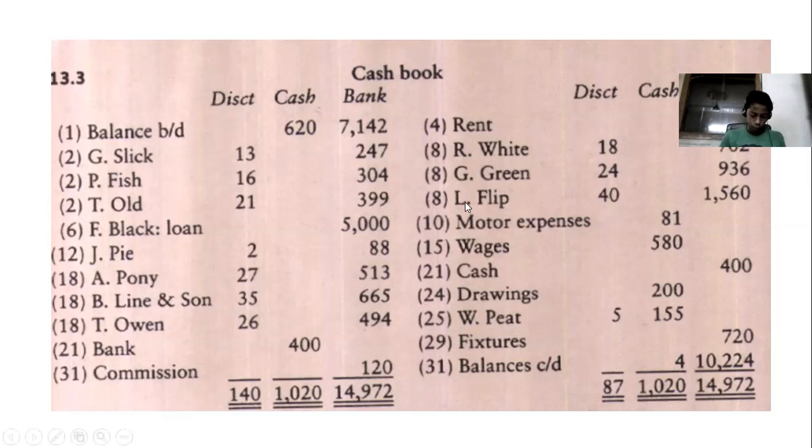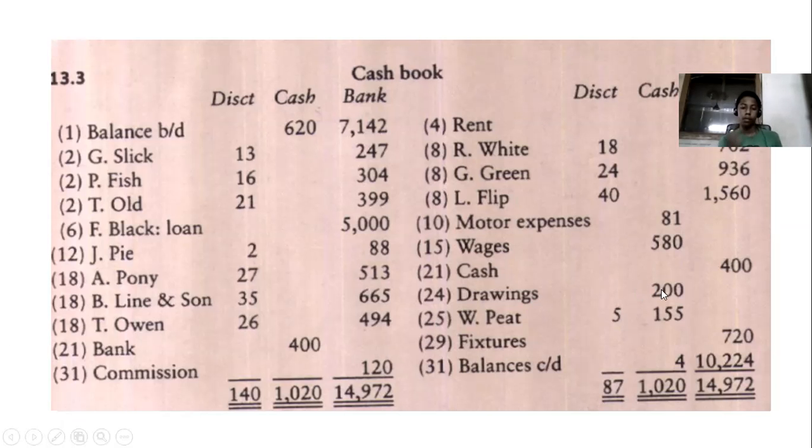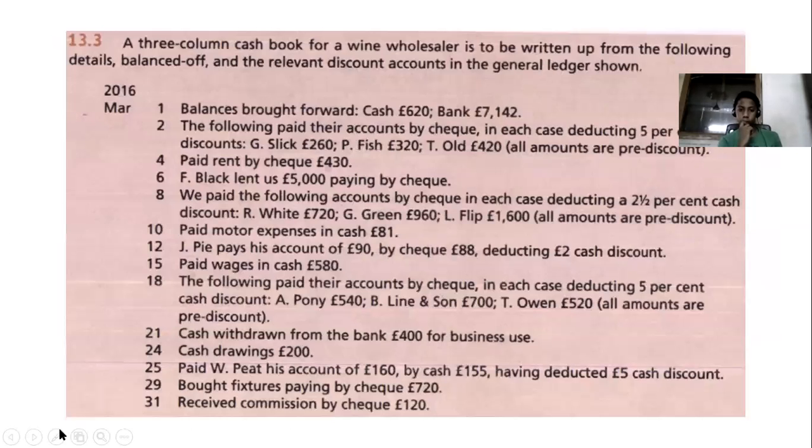Then another thing is cash withdrawn, drawing. Drawing means you have taken out of the business for personal use. The owner is taking it for personal use, so you will record on the credit side only. You will not write on the debit side because you are taking out of the business. Clear?